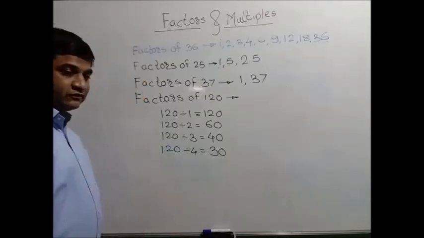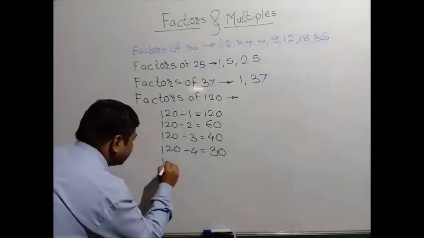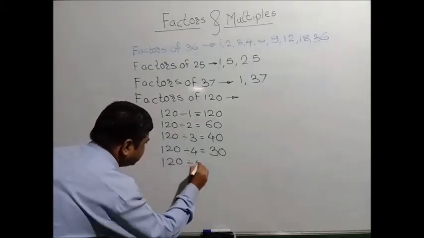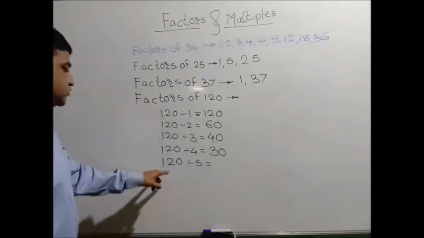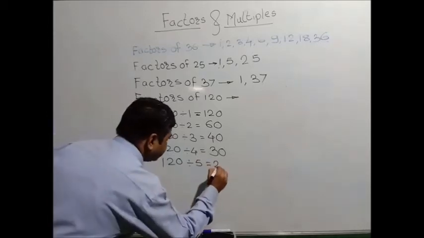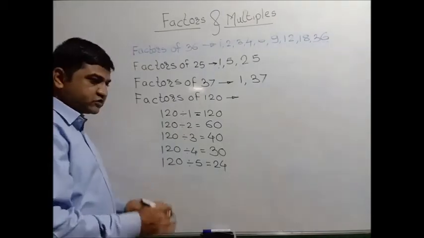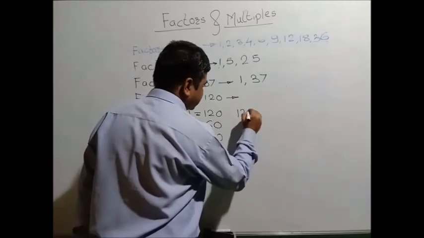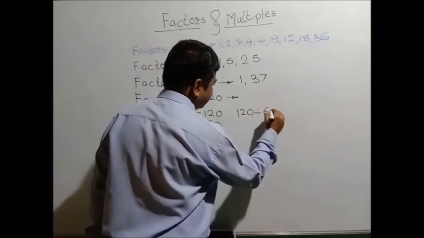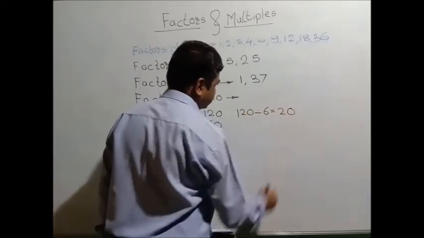Can we divide 120 by 5? Yes, 120 can be divided by 5 because there is 0 at the ones place. So 5 2s are 10, 5 4s are 20. So the quotient is 24. What about 6? Can 120 be divided by 6? Yes, 120 can be divided by 6, and the quotient will be 20.